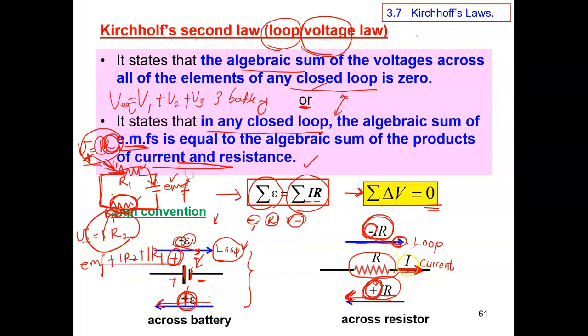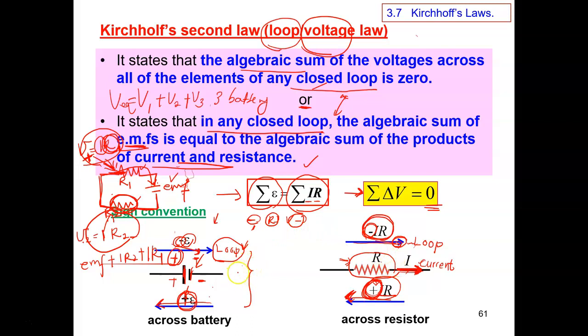Now remember once again, when the direction of the current is similar to the direction of the loop, the value of V is negative, and vice versa. When the direction of current is opposite to the direction of the loop, you will have a positive V. This is just for a resistor. Why do I need to consider both the direction of the loop and the current in a resistor? Because there is no positive terminal nor negative terminal in a resistor.